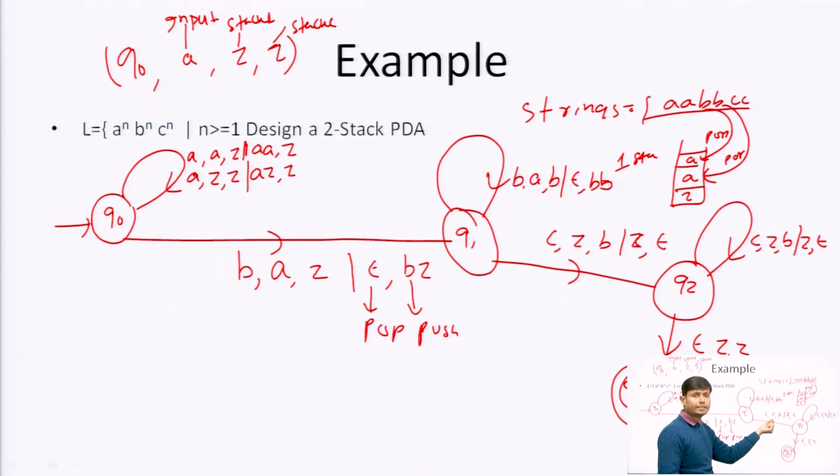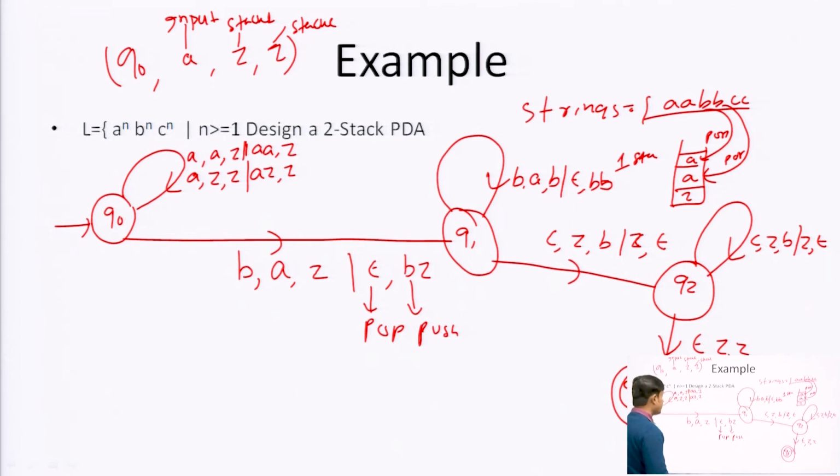Then when going from Q1 to Q2 you read C, and stack 1 is already empty, because for each B we popped an A from stack 1. That is why stack 1 is Z. Stack 2 has the remaining B's. For each C you read, you pop one B from stack 2, so that an equal number of A's, B's and C's will be accepted.